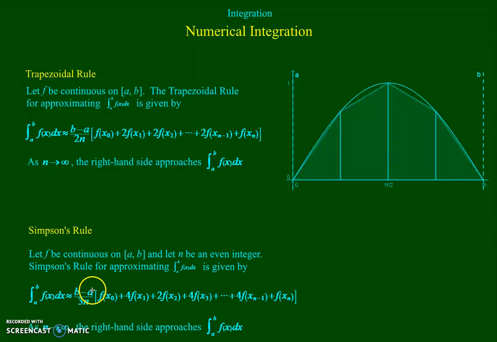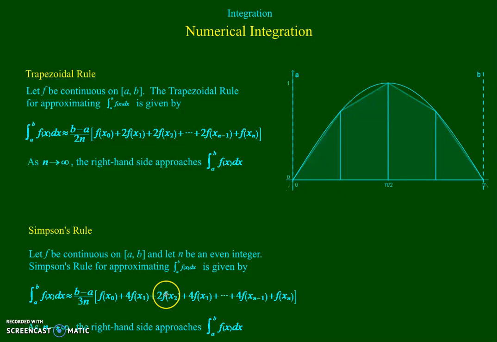Here it's (b minus a), the upper limit minus the lower limit, divided by 3n, whereas in the trapezoidal rule it was 2n. The first and last terms, just like in the trapezoidal rule, have no coefficient, but in the intermediate terms we have an alternating coefficient. We start out with a 4, alternate to a 2, go to a 4, and we end up with a 4. So we start and end with a 4 for our second and our second-last term in the sum. That's the reason why we have to have an even number, because we have to get these two values in.